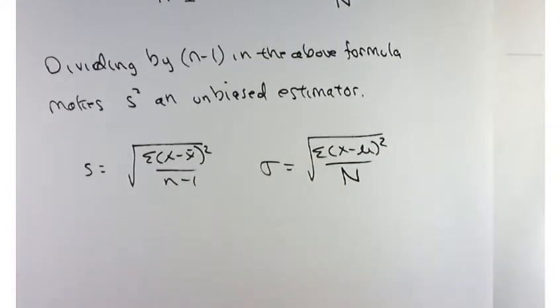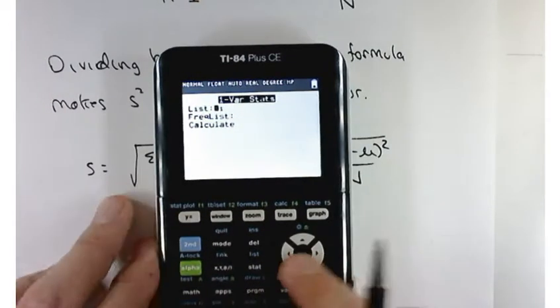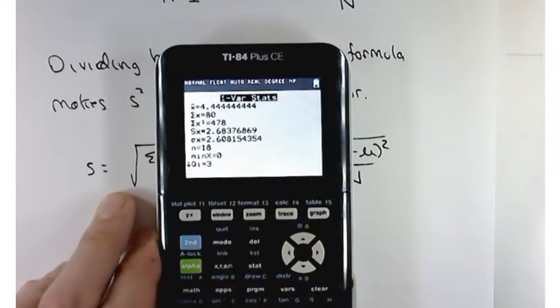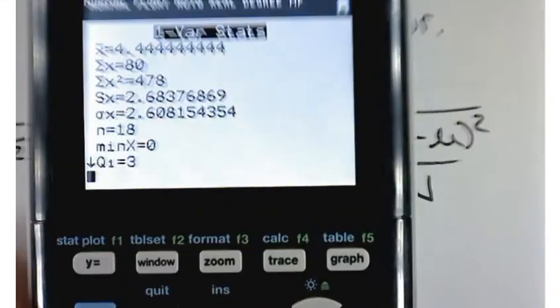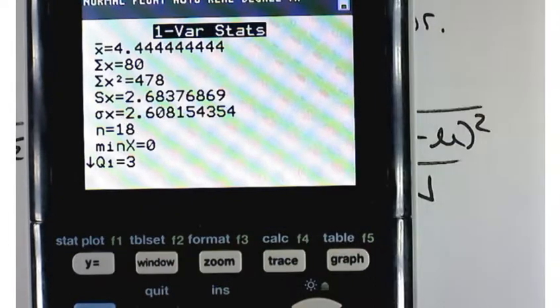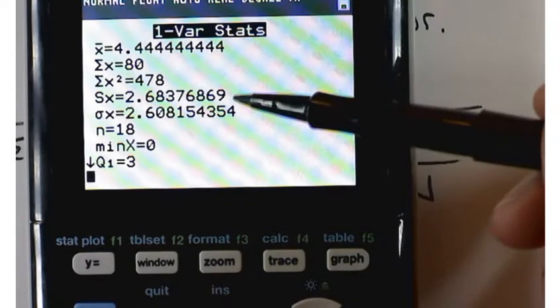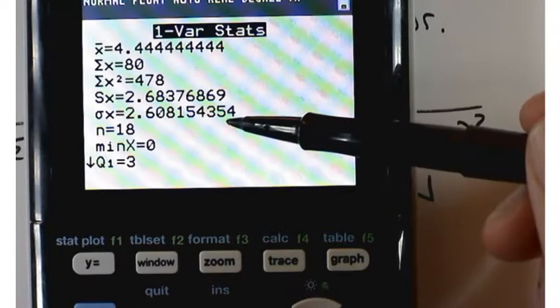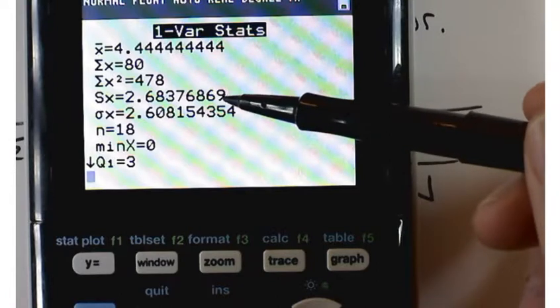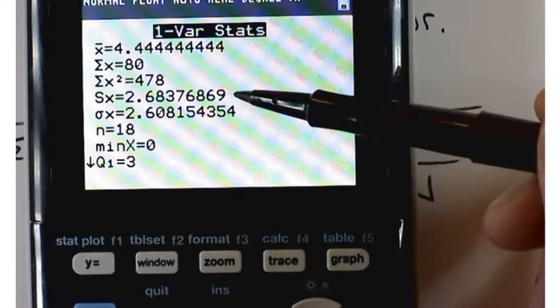Let me see if I can call up some data. Yeah, here we go. I happen to have some data in my graphing calculator. Let me just calculate this. Notice I get two values here. I get S sub x and sigma sub x. The top one is your sample standard deviation, and the bottom one is your population standard deviation. It's saying, okay, I'll let you decide. Is this sample data or is it population data? It's giving you both.